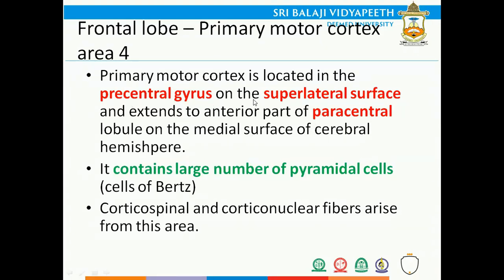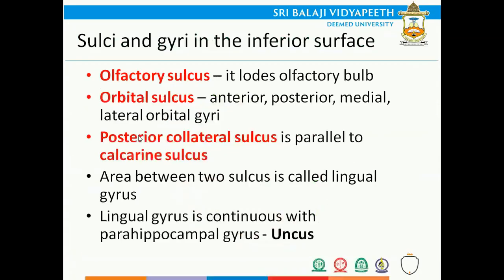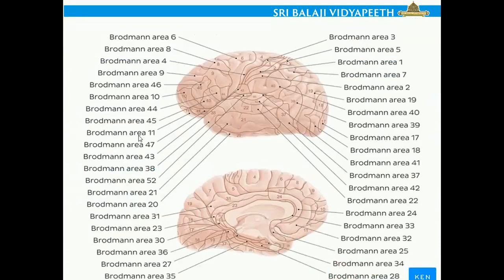It is occupied by the primary motor cortex area on the superolateral surface of the brain, and it is also forming the anterior part of the paracentral lobule, because it is this part of the cerebrum that is extended on the medial surface. We call it the paracentral lobule. I hope you remember the paracentral lobule is the part which is responsible for the defecation and micturition functions of the human body.